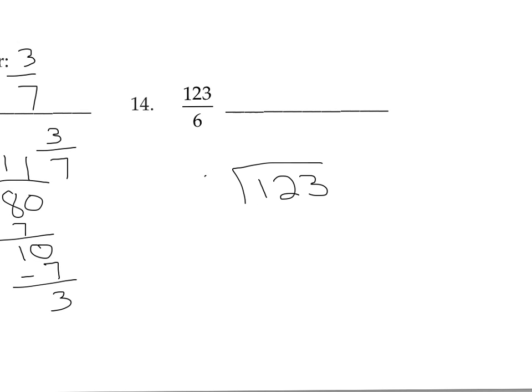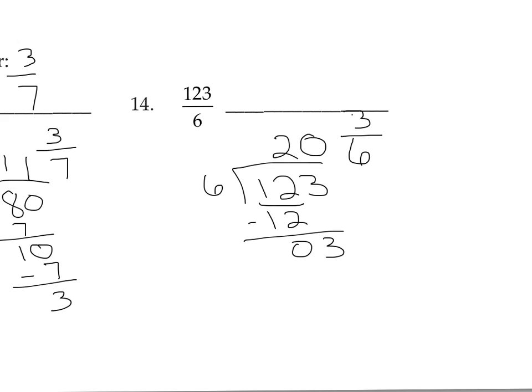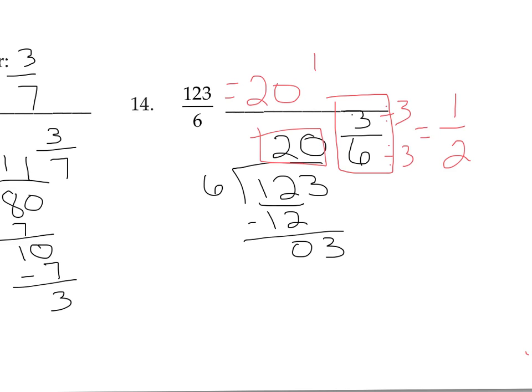123/6. 6 goes into 12 twice. When I multiply and subtract, there's no leftover, so I bring down the 3. 6 doesn't divide into 3, so I'm going to carry a 0 up here. And that means my leftovers are 3. So that's the numerator. The denominator is 6. However, 3/6 is not reduced. They're both divisible by 3. So 3/6 reduces to make 1/2. So 123/6 is equal to 20, the whole number here, and 1/2.